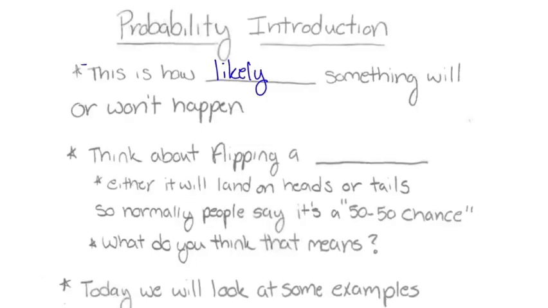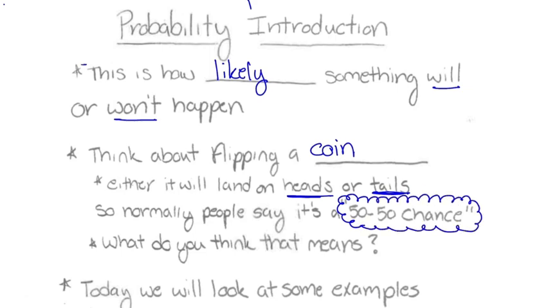Now, probability is the likelihood that something will or won't happen. Think about flipping a coin. It's either going to land on heads or it's going to land on tails. You've got a 50-50 chance. So what does that mean? It's either going to happen or it won't. So that means there's a 50% chance that it's going to land on heads and a 50% chance it's going to land on tails. That's what they call a 50-50 shot.